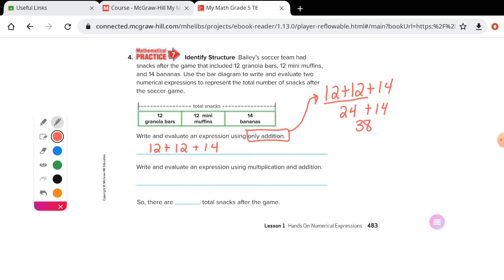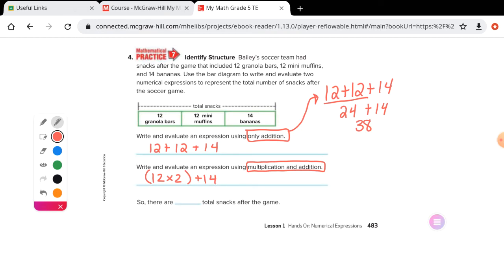The second one says write and evaluate an expression using multiplication and addition. Remember, if there's multiplication, I look for my repeated addition. Cam, do I have any repeated addition here? Okay, so what can I change into a multiplication problem? Yeah, I have 2 12s, so I can do 12 times 2. What do I have to put around that 12 times 2 that says, hey, you have to do this first? Callie? Parentheses. Once we take our 12 times 2, then what are we going to do, Mila? Add 14.